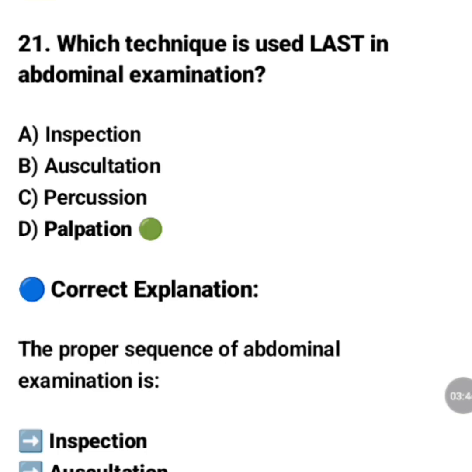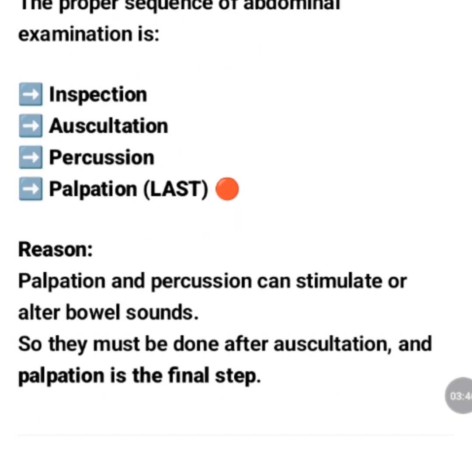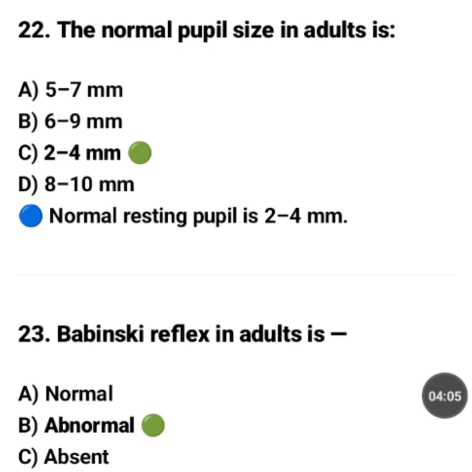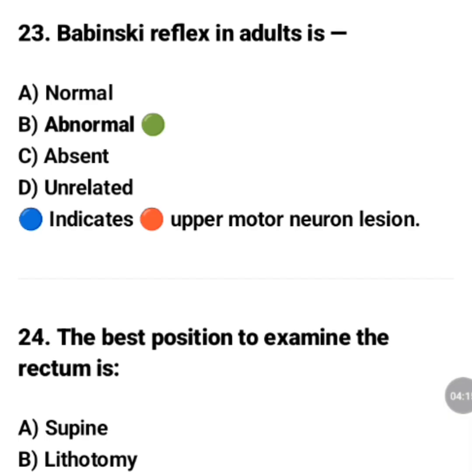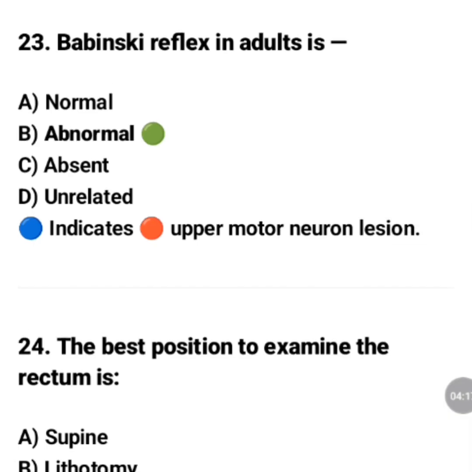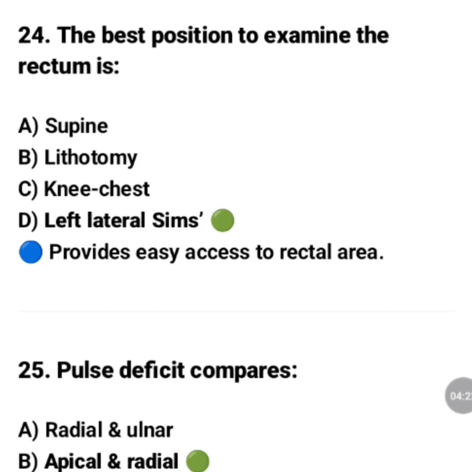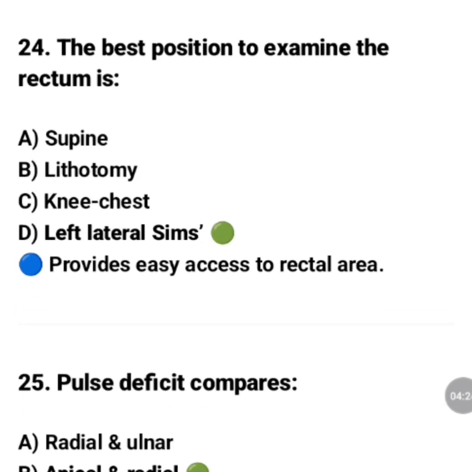The proper sequence of abdominal examination is inspection, auscultation, percussion, palpation. The normal pupil size in an adult is. The correct answer is option C, 2 to 4 mm. Normal resting pupil is 2 to 4 mm. Babinski reflex in adult is. The correct answer is option B, abnormal. Indicates upper motor neuron lesion. The best position to examine the rectum is. The correct answer is left lateral Sims. Provides easy access to rectal area.